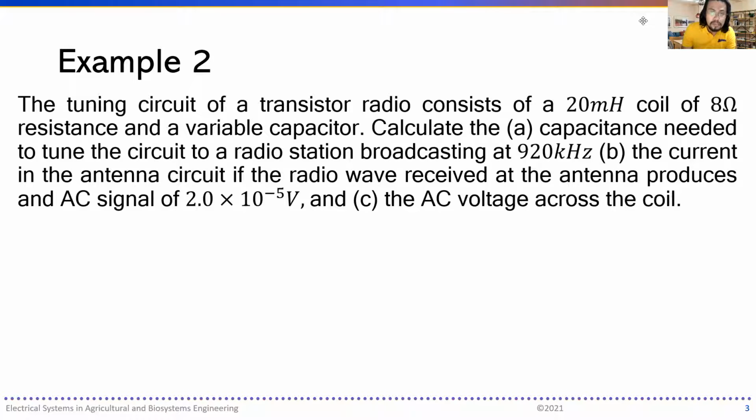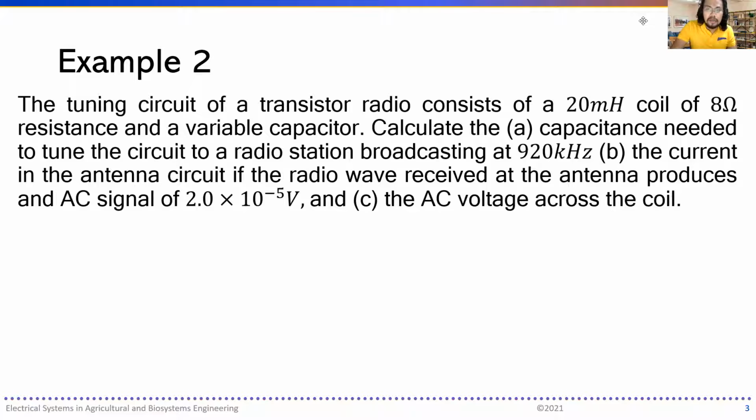Now there is a variable capacitor. It's the design of transistor radios. Varying the capacitor enables the radio to access different wavelengths of signals, so it is able to receive different amplitude modulation and frequency modulation signals, or radio waves, so that there are different radio stations in the transistor radio.